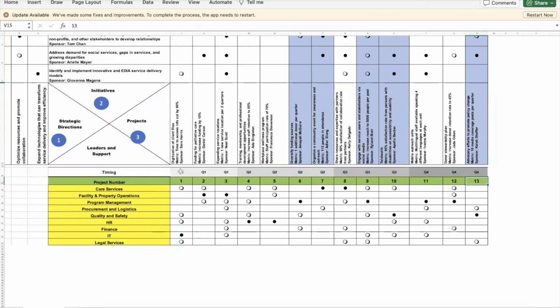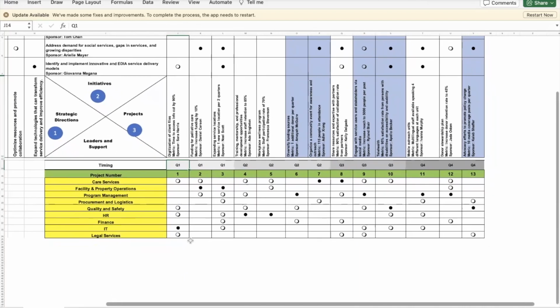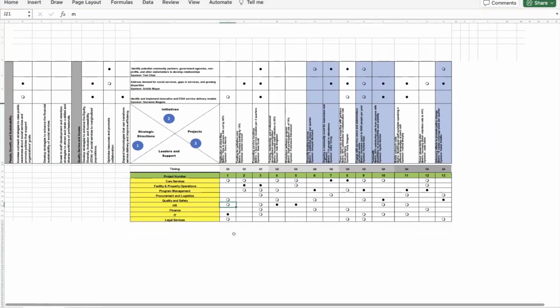You can also input the timing, either in quarters or the actual year-month date of when the project is supposed to start. In the last quadrant, we have the list of departments. The black dot under each project shows the department that is leading it, whereas the white dot under a project is to show which departments are supporting the project. So if we take digitization of client files, we see that IT is the one that's leading it. However, legal services, HR, quality and safety, and care services will be assisting to some capacity.